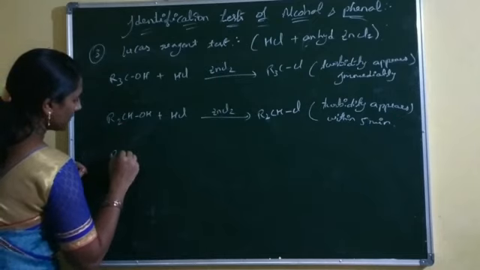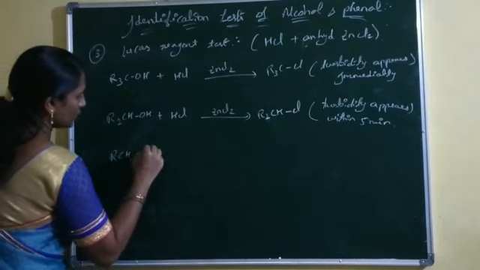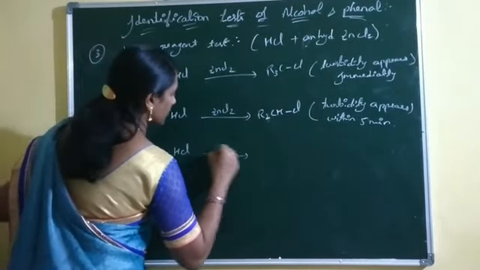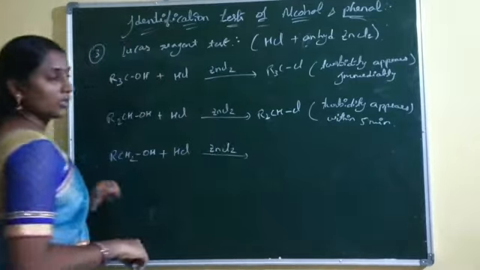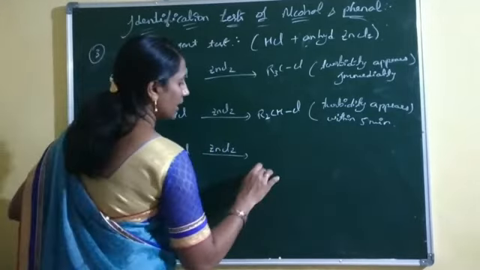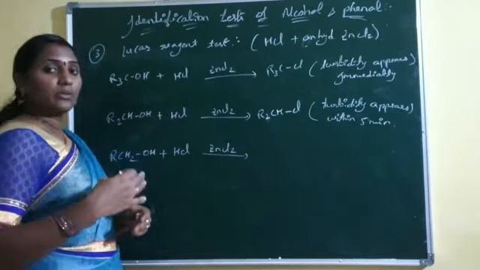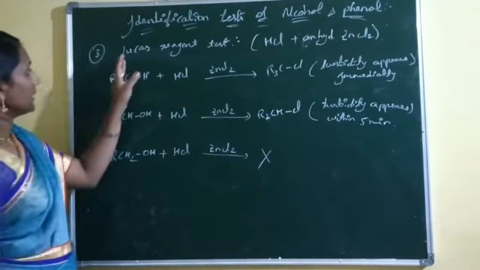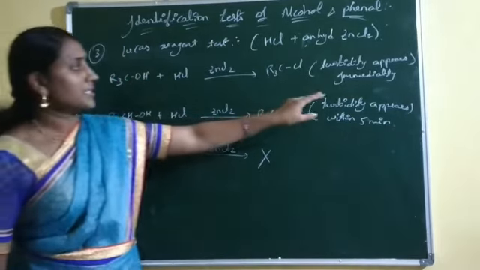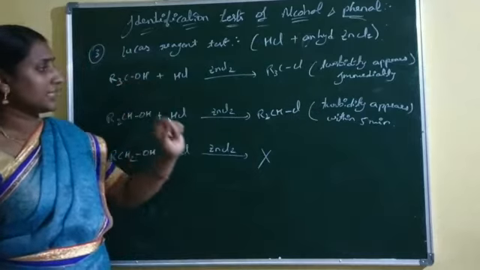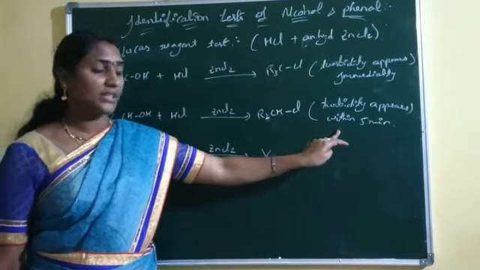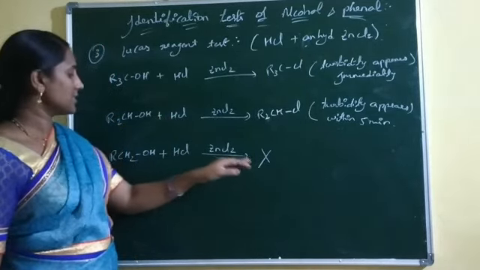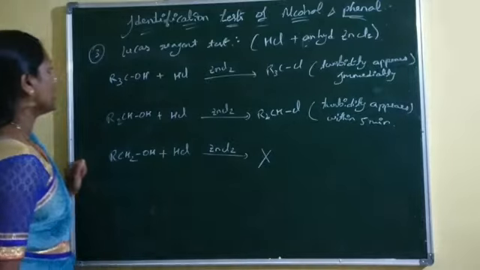And you take primary alcohols, RCH2OH. This primary alcohol is treated with this Lucas reagent. No turbidity appears or turbidity appears after 5 minutes. That means no reaction is observed. If turbidity appears immediately, the solution is tertiary alcohol, and if turbidity appears within 5 minutes, the solution is secondary alcohol. If no turbidity appears, the solution is primary alcohol.